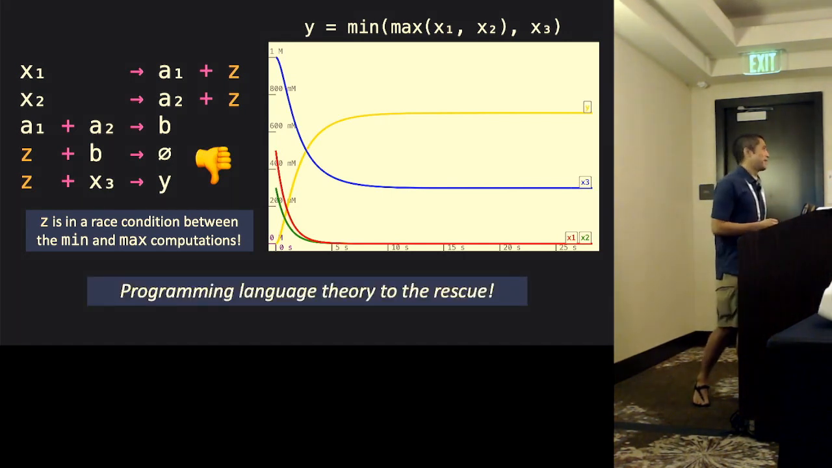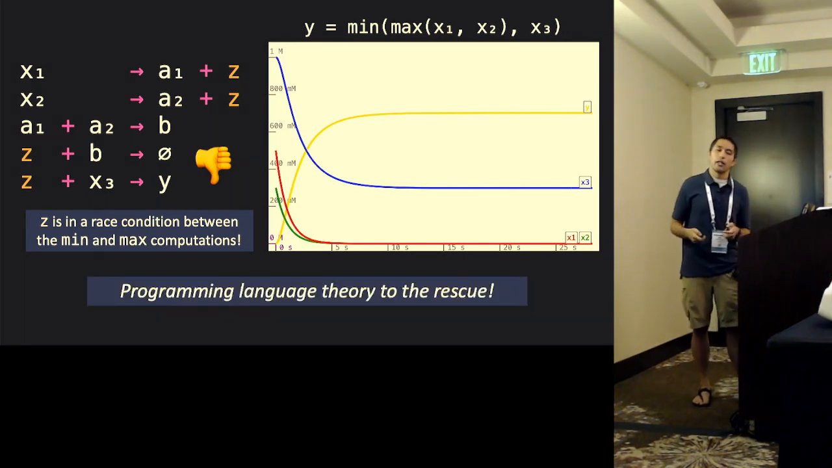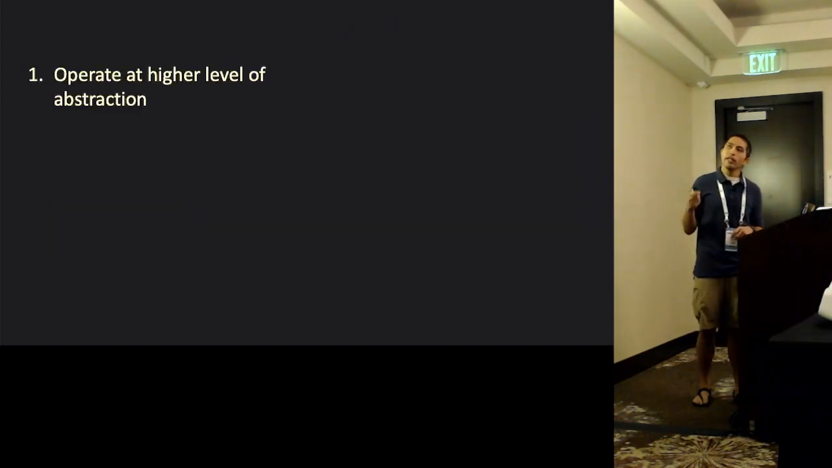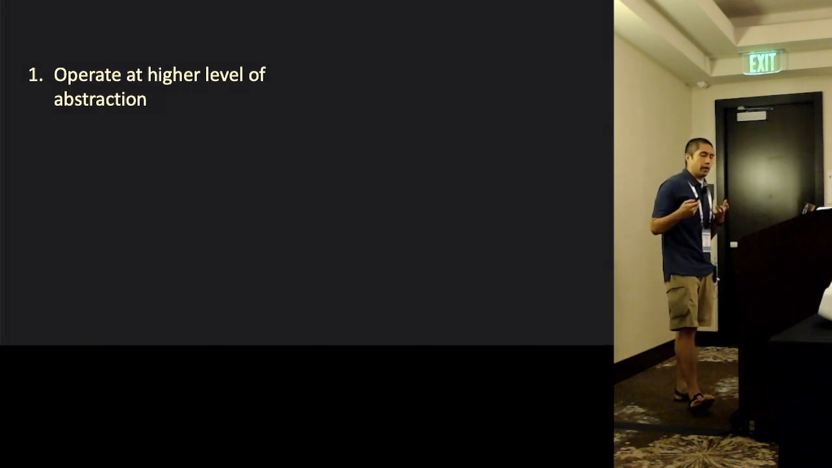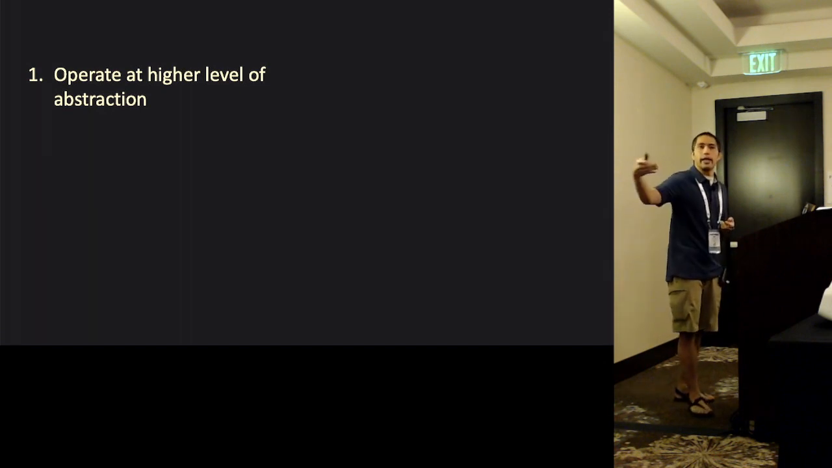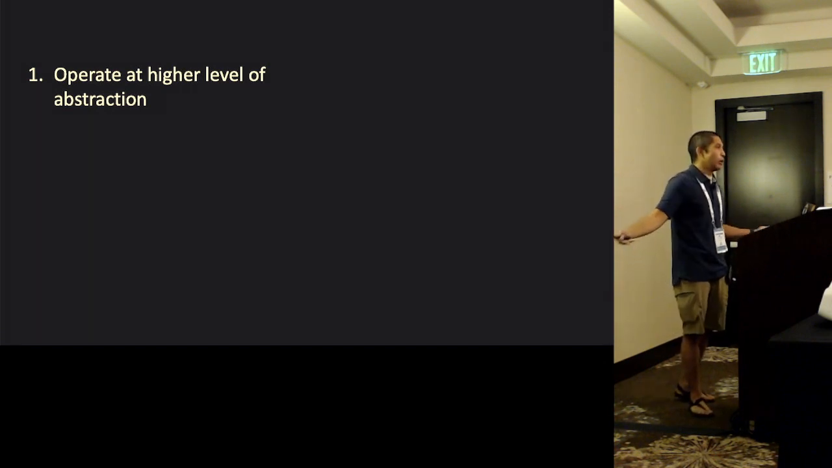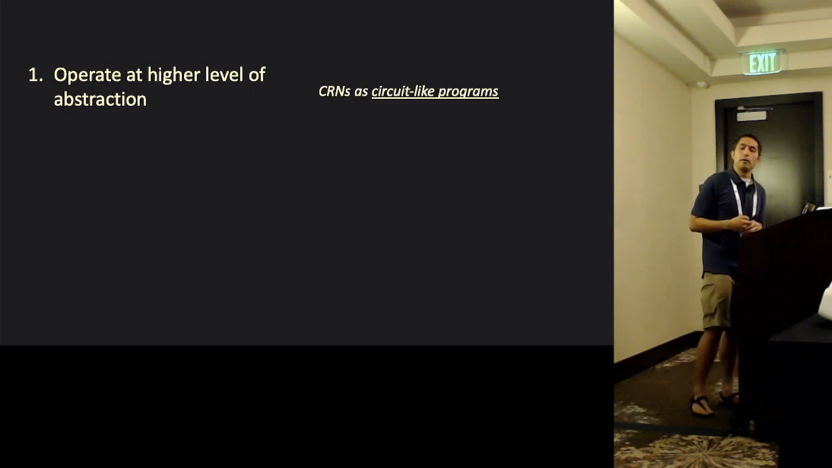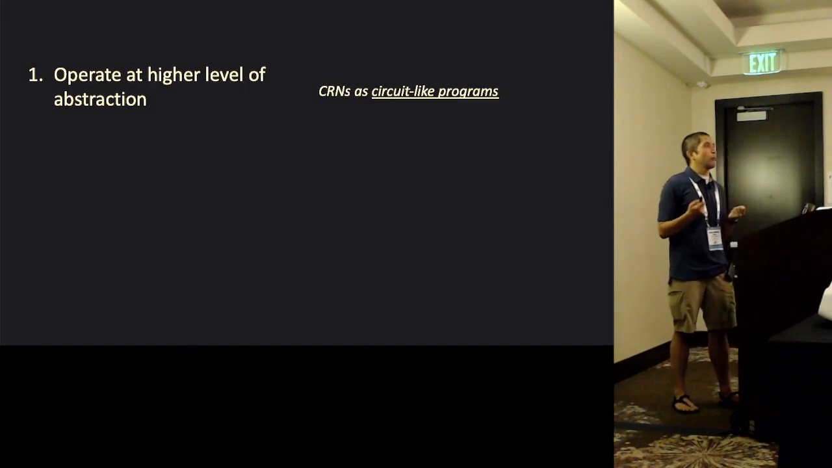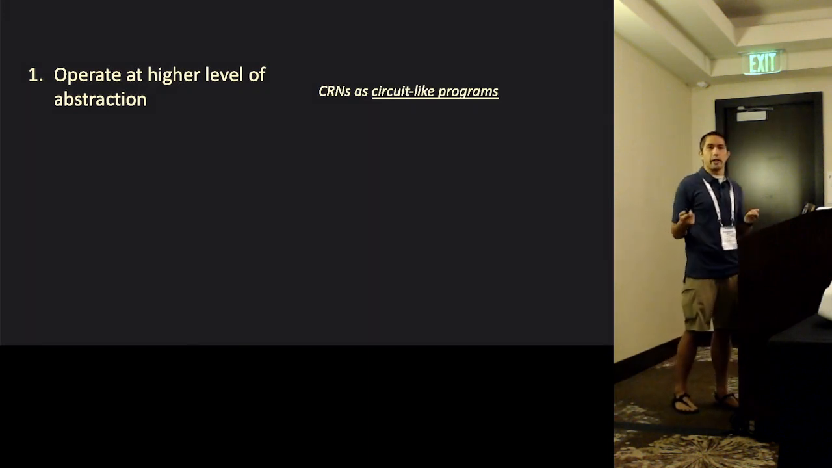But guess what? Programming languages to the rescue finally, which is great. And so that's where our work steps in. Just to give you a high-level idea, what are we trying to do here? We're trying to operate, obviously, at a higher level of abstraction. Programming in chemical reactions is definitely a no-go for any sort of real work. It's not good. And so our main idea here is to envision chemical reaction networks as circuit-like programs, right?